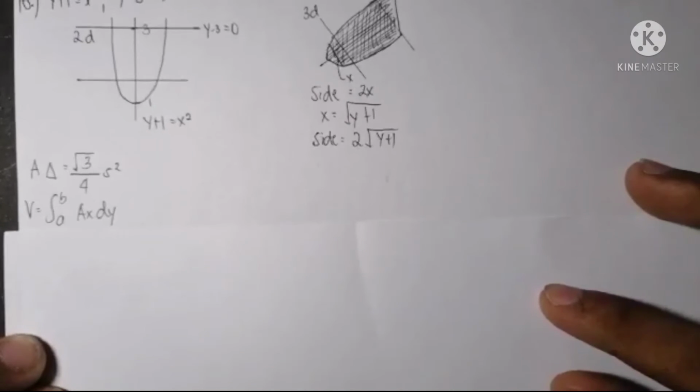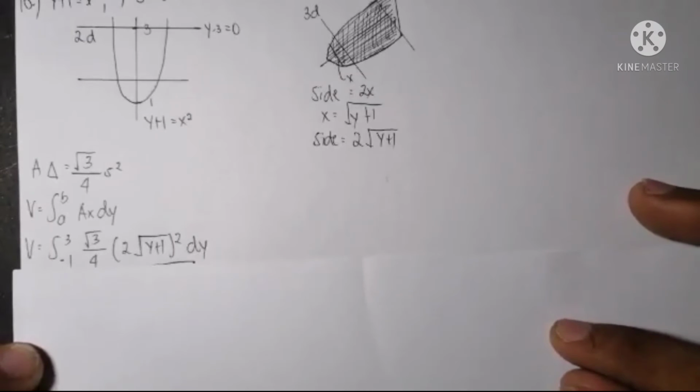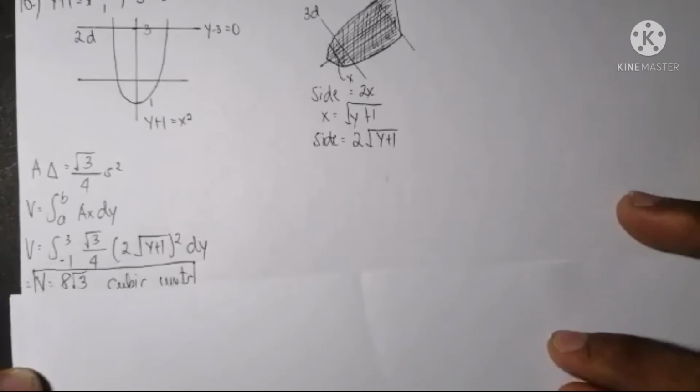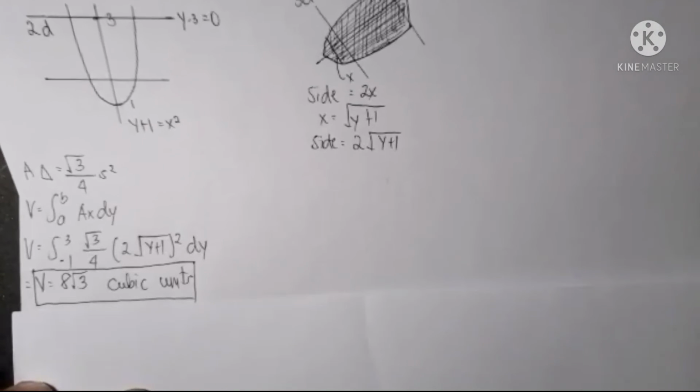V now is the integral of A dy, from a to b. V is equal to the integral of the square root of 3 all over 4 times 2 square root of y plus 1 squared dy, from negative 1 to 3. So the final answer now is V is equal to 8 square root of 3 cubic units.